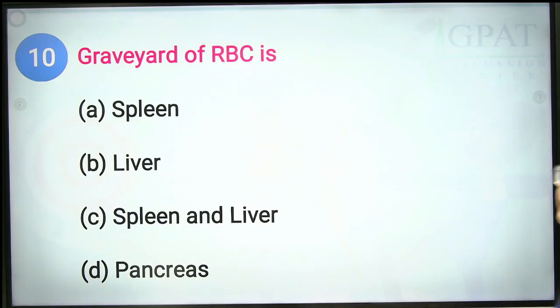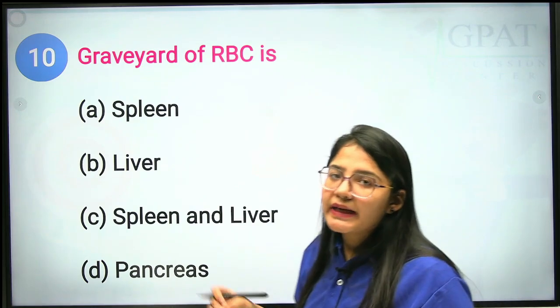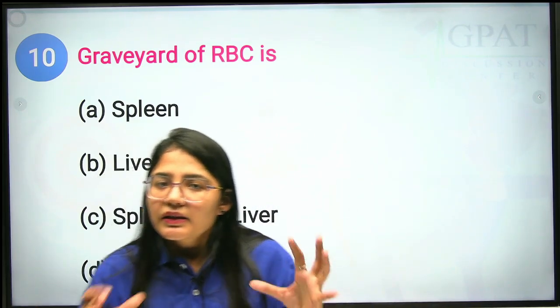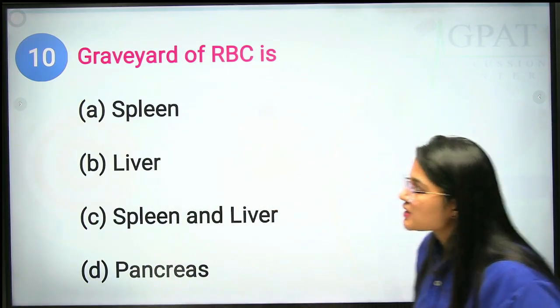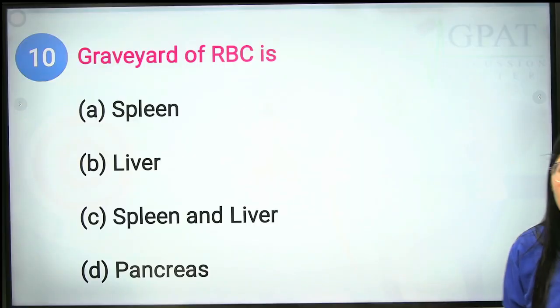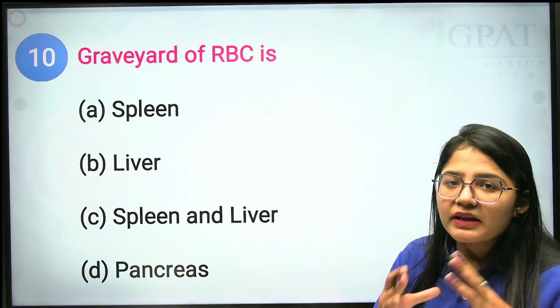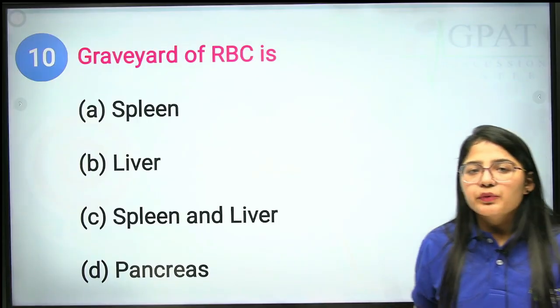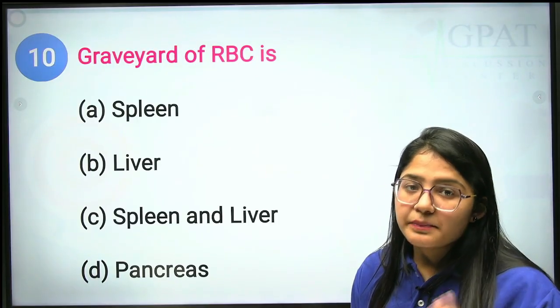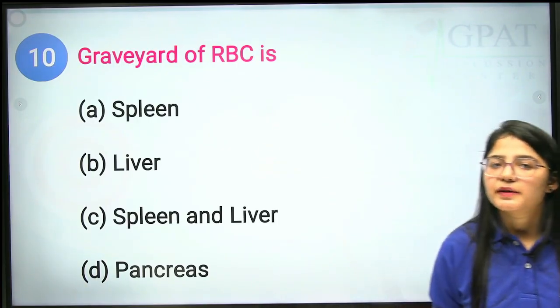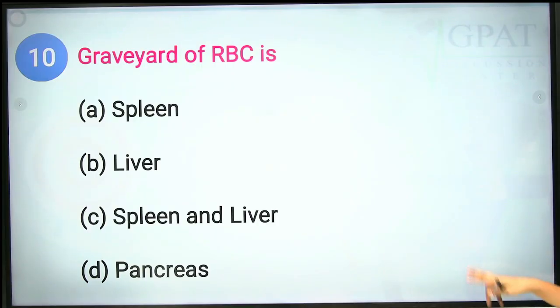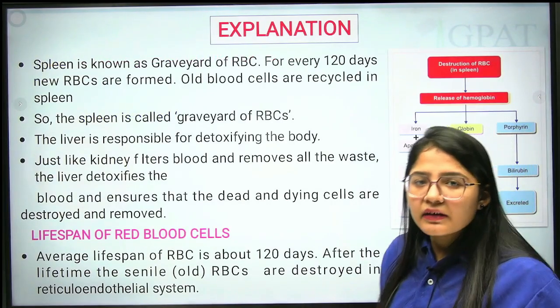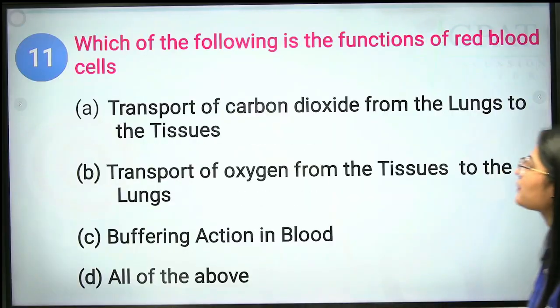Graveyard of RBC. After completing 120 days of their lifespan, the RBCs are transported into your spleen, and over there, the destruction process takes place. The byproduct of these RBCs is known as bilirubin, which is responsible for many things in your body. So the correct answer is spleen, because the spleen is the graveyard of your RBC.